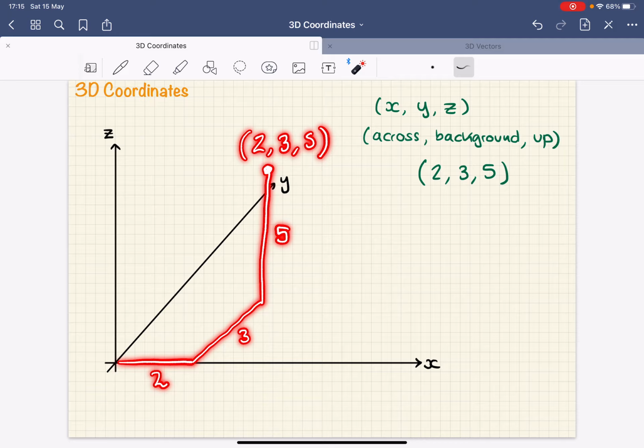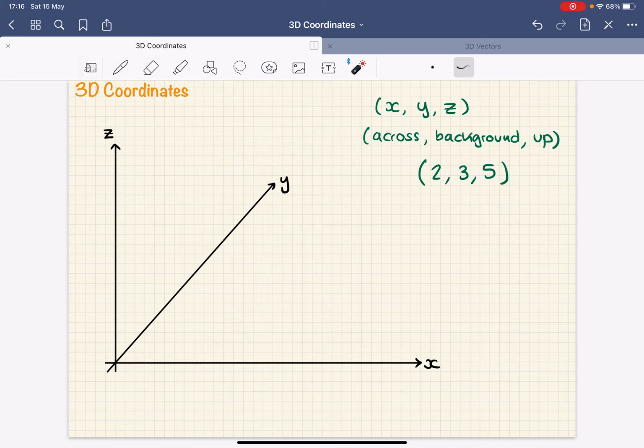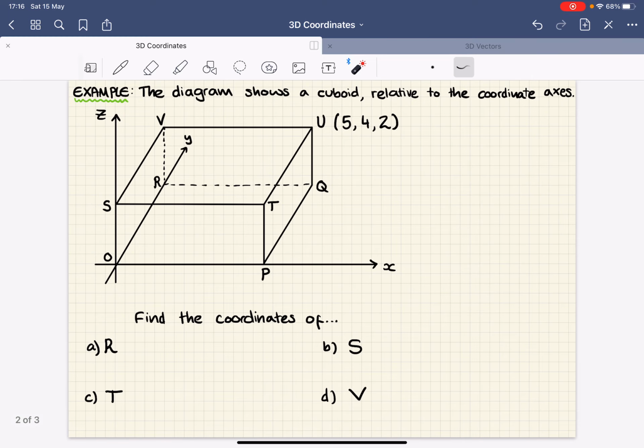So that's how you want to motion your reading of these points on 3D coordinates. Look across, then into the background, and then up. So I've got 2 examples of some 3D shapes on a set of coordinates, and we're going to identify some of the missing coordinates on it. So let's take a look. This first one, the diagram shows a cuboid relative to the coordinate axes, and we've got this set of coordinates here, 5, 4, 2. And we want to find the coordinates of R, S, T, and V.